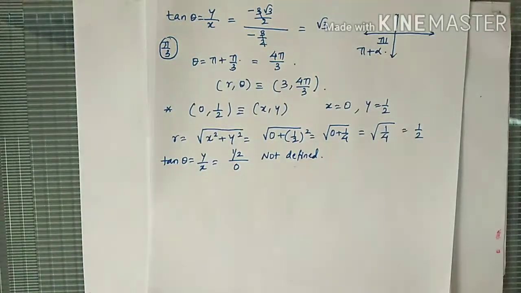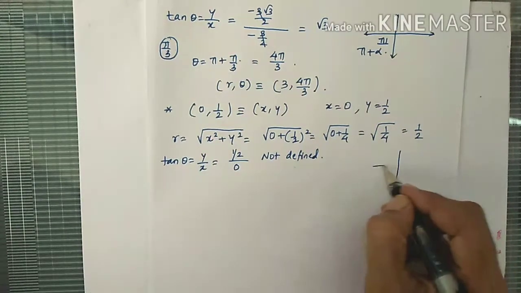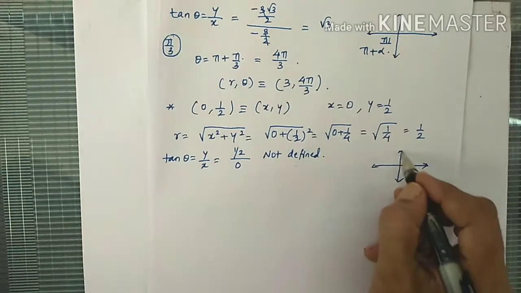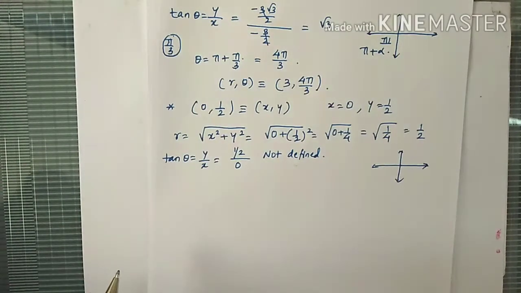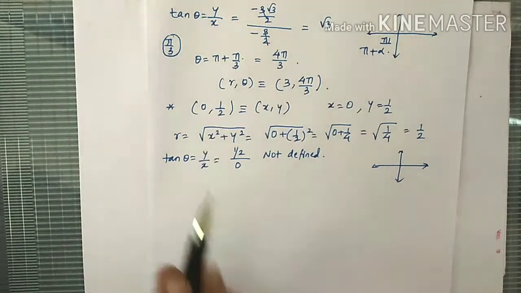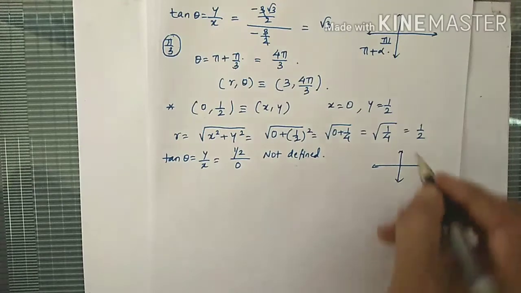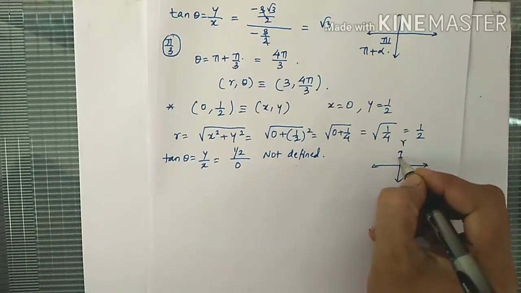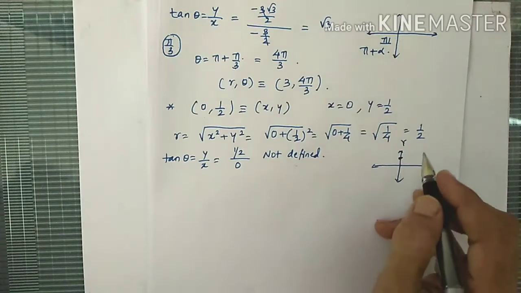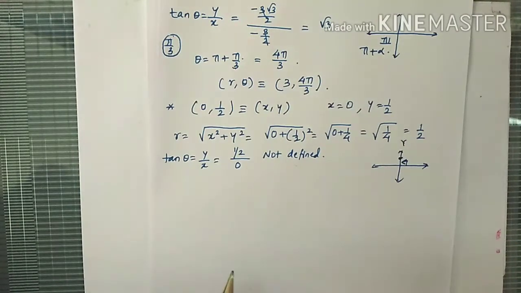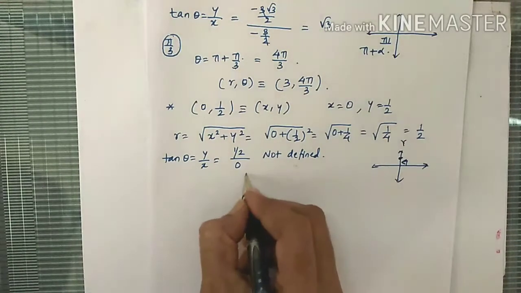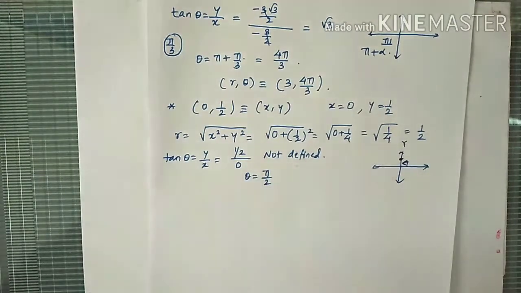Now tan is not defined, but I suggest you to imagine this point on the coordinate axis or using the coordinate plane. See, the point is 0, half. X is 0, that means the point lies on y axis, and y is positive, that means it lies on positive y axis. So positive y axis means the point lies somewhere here. Now what is the angle here? Angle is 90 degrees. See, tan theta is not defined, tan 90 is not defined. So theta is pi by 2.